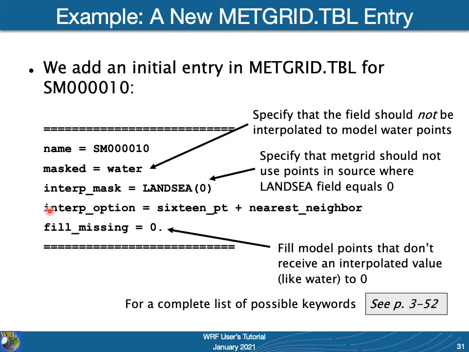We can specify a set of interpolation options to try, and we'll illustrate this on the next slide, but the idea is that wherever possible, the metgrid program will first try to use a 16-point interpolation stencil, and if for some reason that doesn't work, the metgrid program should just use a nearest neighbor interpolation. And then lastly, over any points where we couldn't or didn't interpolate a value, just fill those pixels in our model grid with a value of 0. So for example, we should expect all water points in our model domain to be filled in with a value of 0.